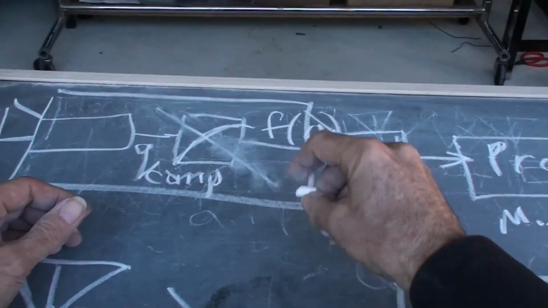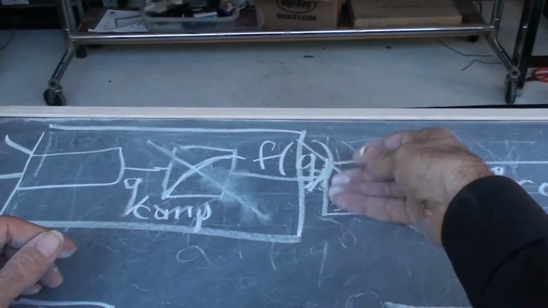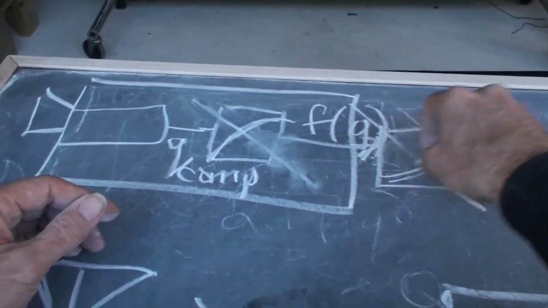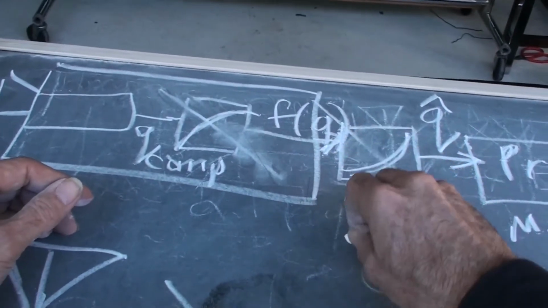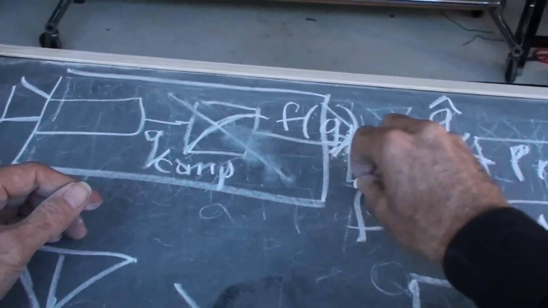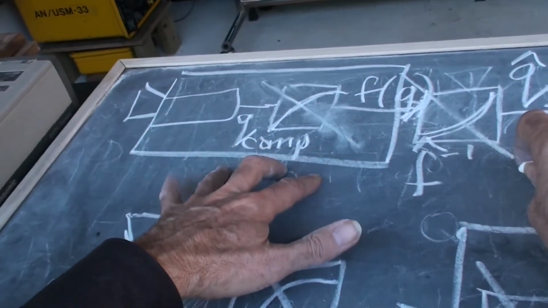And this was not a bug, this is a feature. And then what we're trying to do here is estimate what q was, because this is really an estimate of f inverse, say f inverse hat. An estimate of the inverse of the response function of the camera.